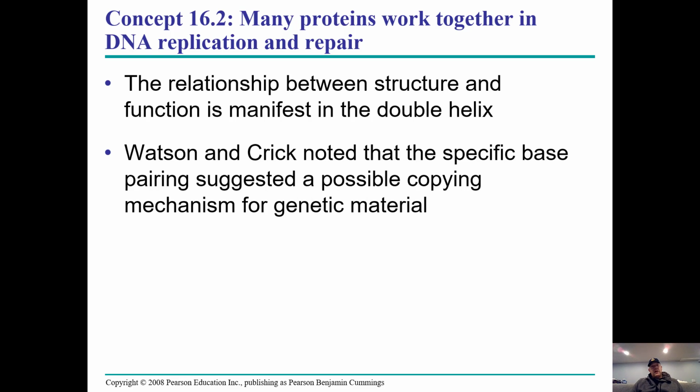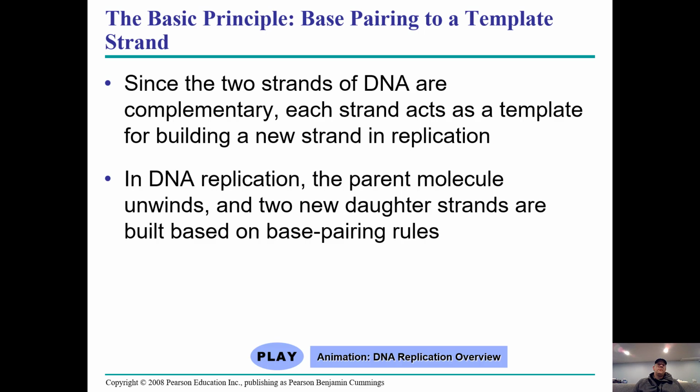All right, moving along, we have DNA replication. And the idea is, DNA is a molecule of heredity. We need to be able to make copies to be able to pass down from generation to generation to generation.